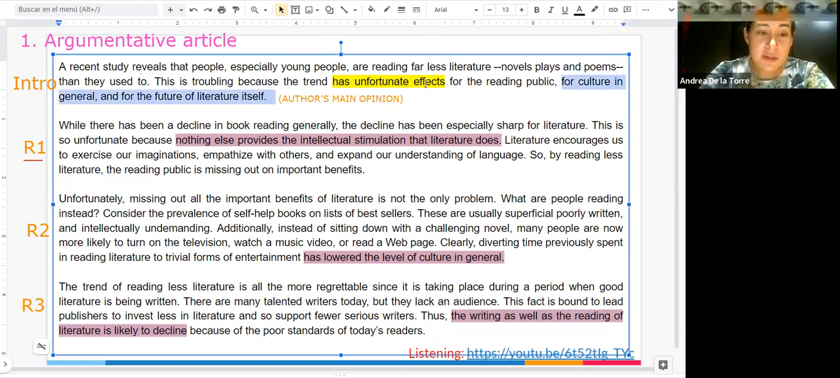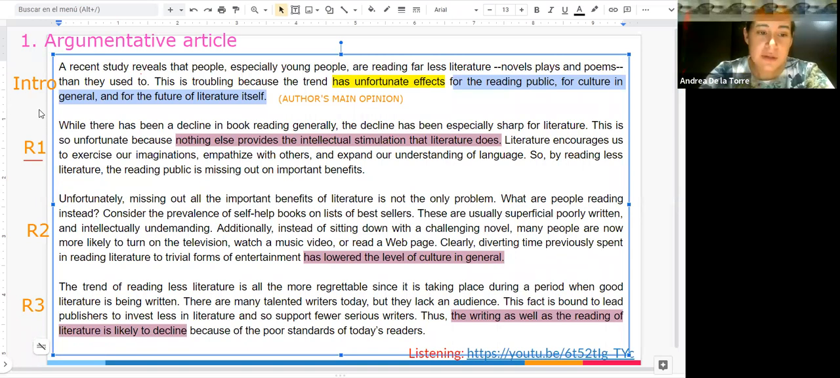But in the beginning, you had an idea of the summary, right? It says, the trend is so unfortunate for the reading public. So that means that the reading public is not stimulated anymore. That is reason number one. For culture, that is reason number two, that culture is being lowered. And reason number three, right? The future of literature, which means that authors are not going to write literature anymore because they don't have an audience. Okay. Now, this is a good hint, but you won't always have something like that. So don't expect to have a summary in the beginning. You could, but it's not always going to be the case.